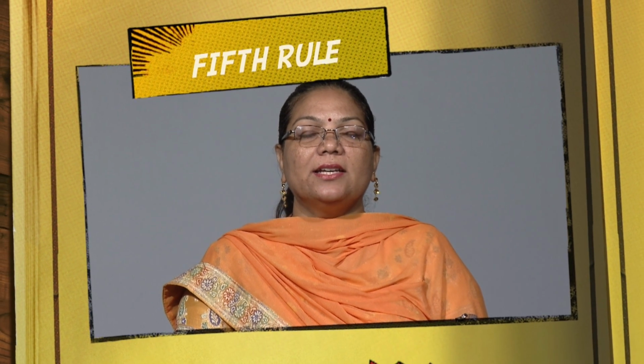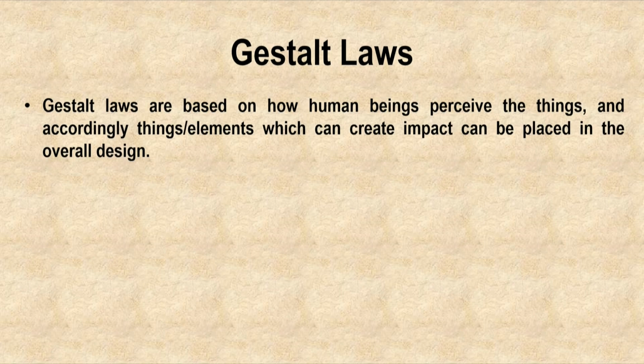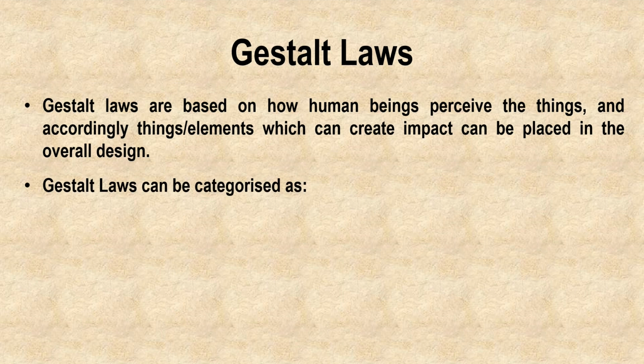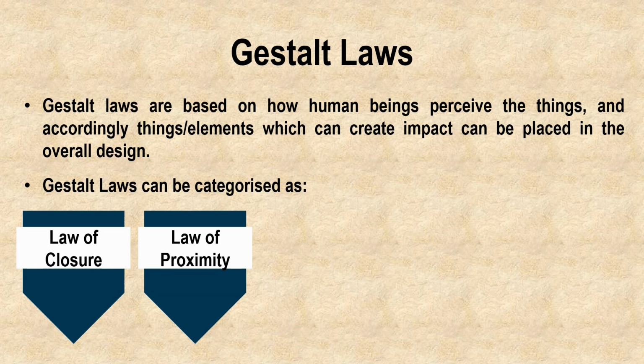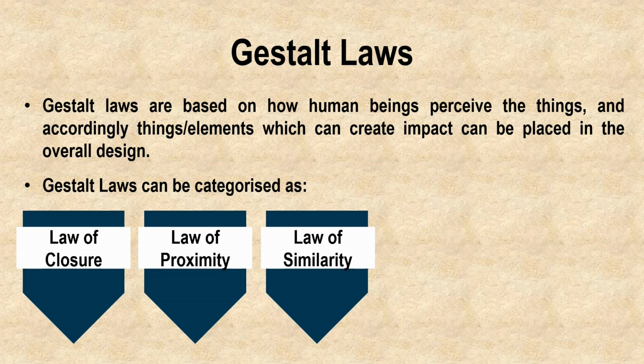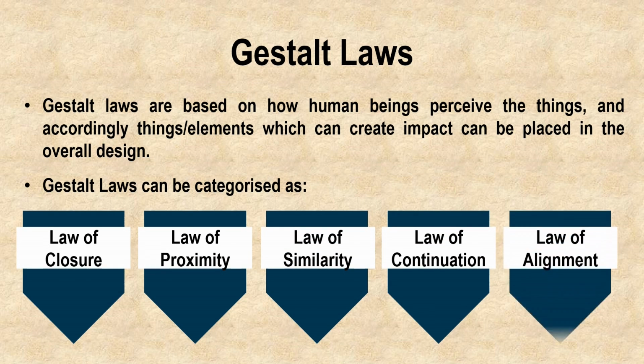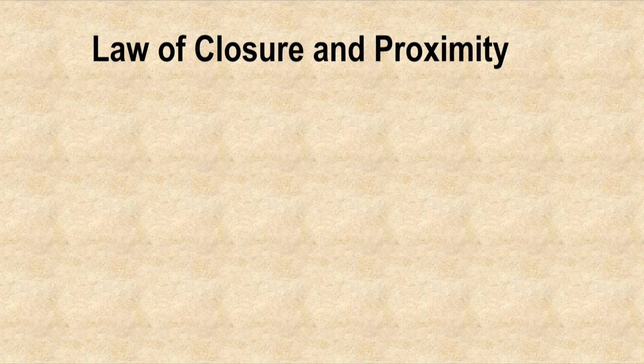The next image composition rule is Gestalt laws. Gestalt laws are based on how human beings perceive things, and accordingly several objects or elements are used for creating a better visual impact, and these can be placed accordingly in the overall design. Generally, Gestalt laws can be categorized as law of closure, law of proximity, law of similarity, law of continuation, and law of alignment. Law of closure and proximity.